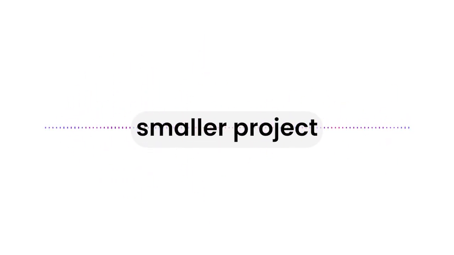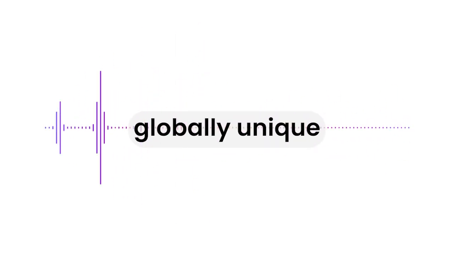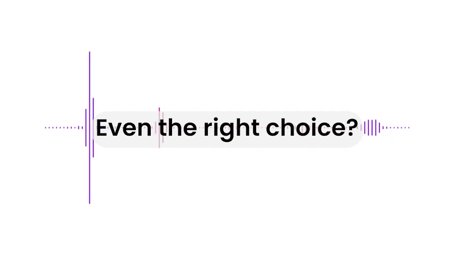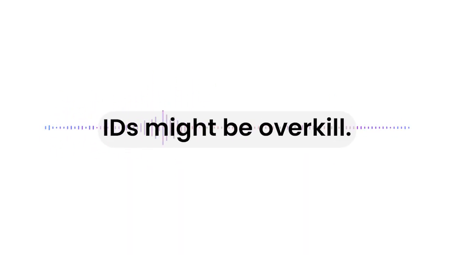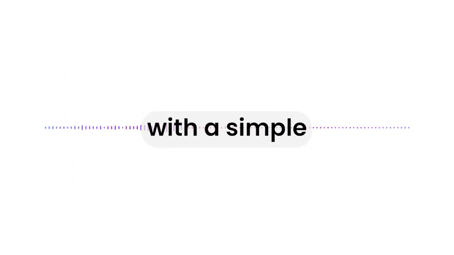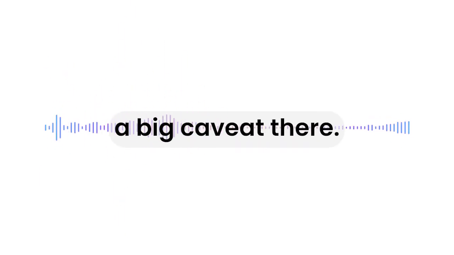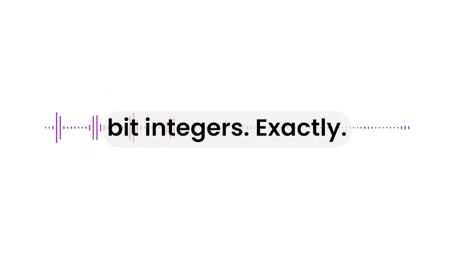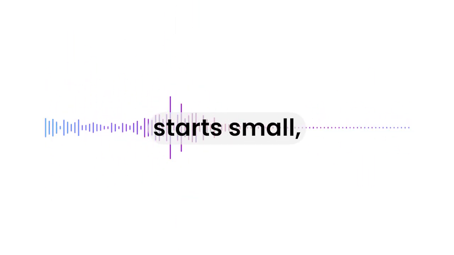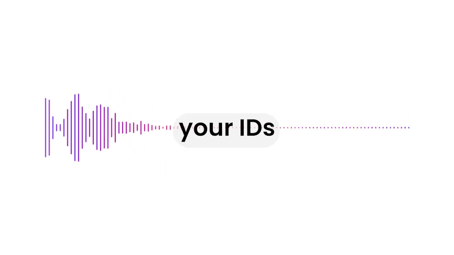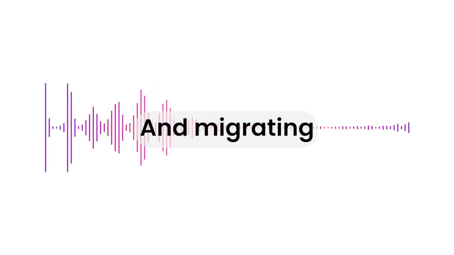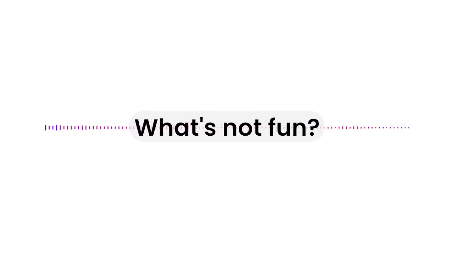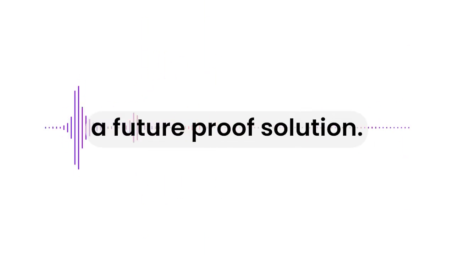But what if I'm working on a smaller project where I don't necessarily need globally unique identifiers? Are UUIDs even the right choice then? That's a good question. The RFC actually acknowledges that for small self-contained projects, the added complexity of UUIDs might be overkill. So in those cases, maybe just stick with a simple integer ID. Yeah, potentially. But there's a big caveat there. I think I know where you're going with this. Don't use 32-bit integers. Exactly. Because even if your project starts small, using 32-bit integers for your IDs is going to come back to haunt you as your project grows. You're going to hit that integer limit eventually, and migrating to a bigger ID type is not fun. Yeah, that's a pain. Better to just start with a future-proof solution.